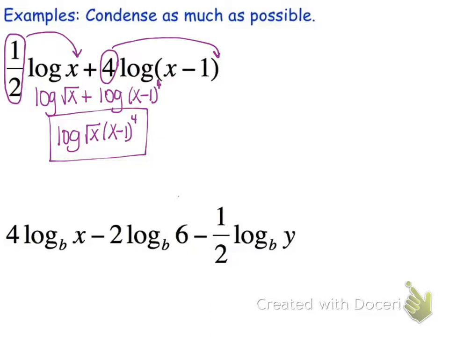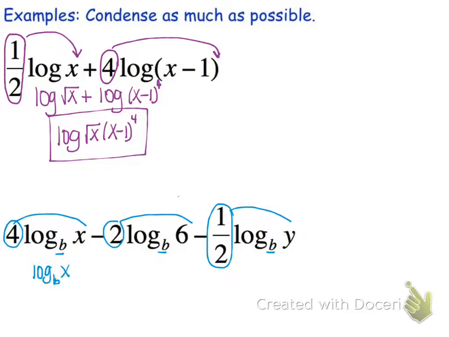Now, first thing to be careful about, notice all these logs have the same base, base b. So we can go ahead and use our rules. Now, the first thing we'd want to do is take all of these exponents and swing them up to the top. So we've got log base b of x to the 4th minus log base b of 6 squared minus log base b of the square root of y.